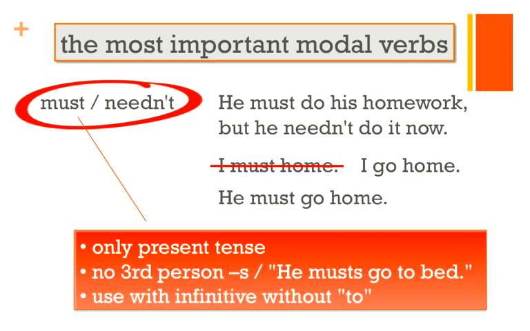So what are the important things here? Must can only be used in the present tense. There's no third person s, so it's not he musts go to bed, it's just he must go to bed. And please use it with the infinitive without the to. He must do his homework, he needn't do it now, and he must go home. So these are the most important modal verbs.